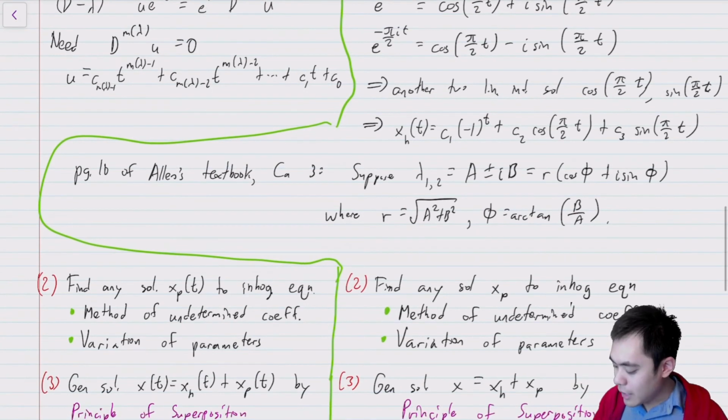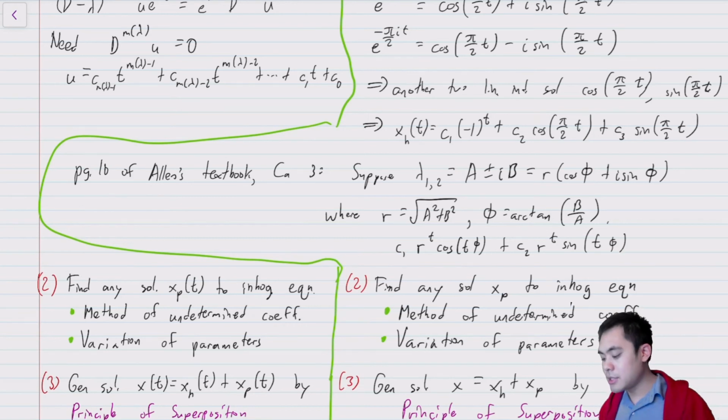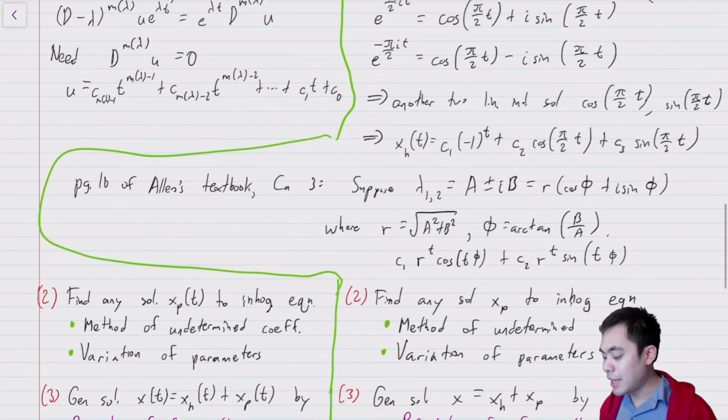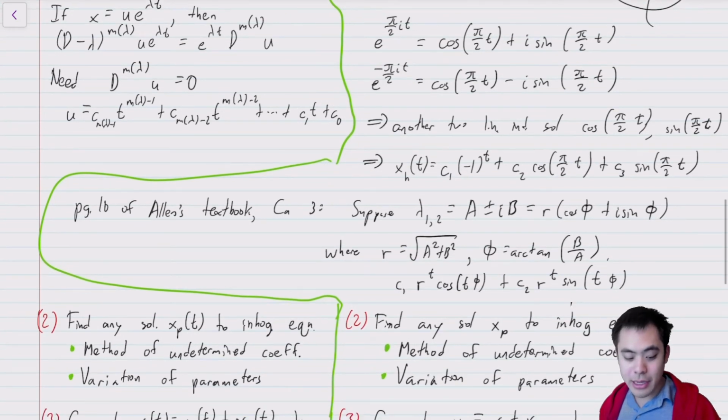And so then we have a set of general solutions, which are r to the t cosine of t phi, times some constant c1, plus some constant c2 times r to the t sine of t phi. And luckily in this case, for the example above, r was equal to 1, so we didn't have to worry about that part of the eigenvalues.